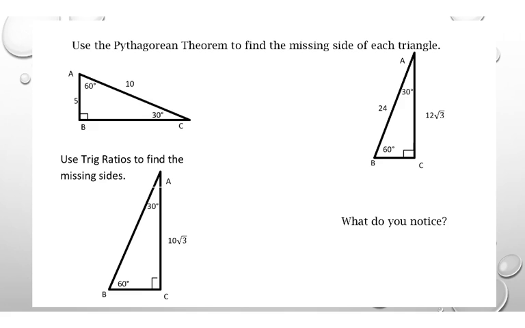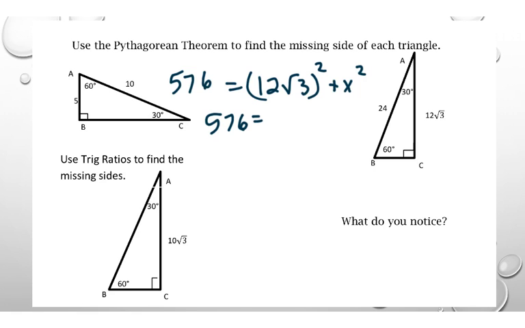Okay, the second problem, we are going to do the same thing. We're going to do 12 square root 3, and we're going to square that, plus x squared is equal to 24 squared. So 576 is equal to, that's going to be 12 times 12, and then times 3. The 3 comes from square root 3 times square root of 3. So that's going to be 432.